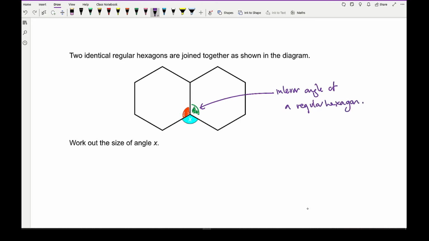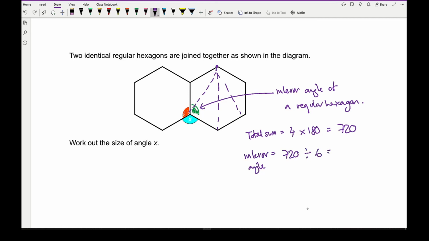So again, to work out the size of that angle, what I need to do is work out the total sum, which is going to be, well, how many triangles are there in a hexagon? Well, it's a six-sided shape, so it's going to have 4 triangles. So it's going to be 4 times 180, which is going to give me 720. So then the interior angle is going to be 720 divided by the number of sides, which is 6, and 720 divided by 6 gives me 120.